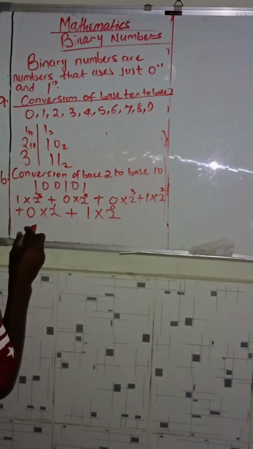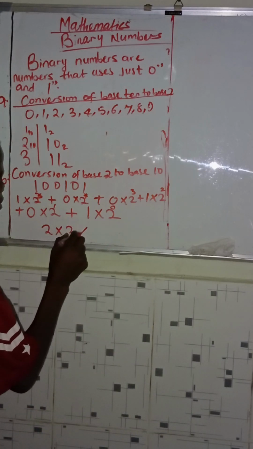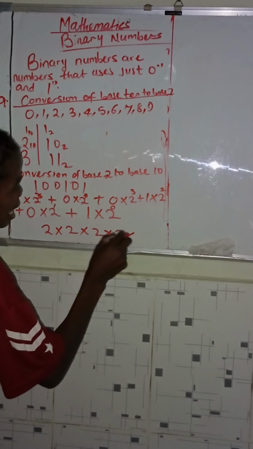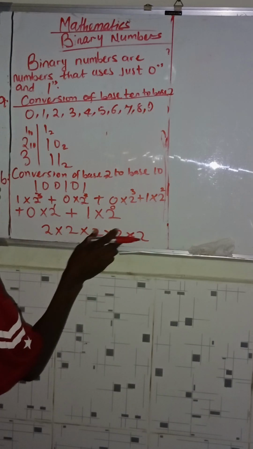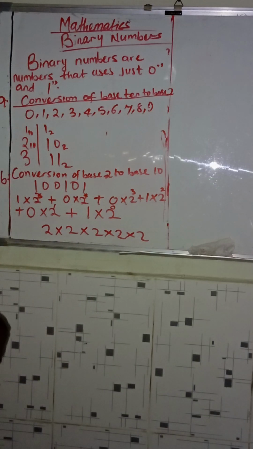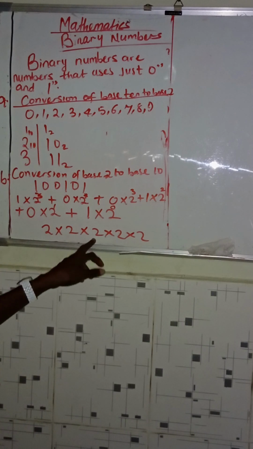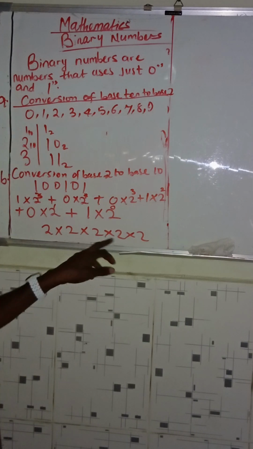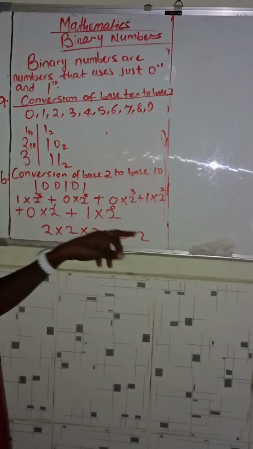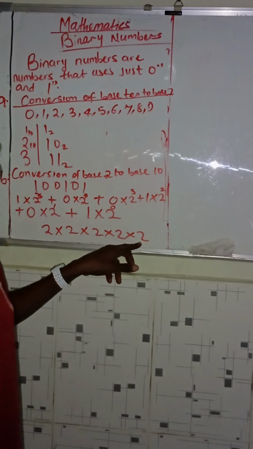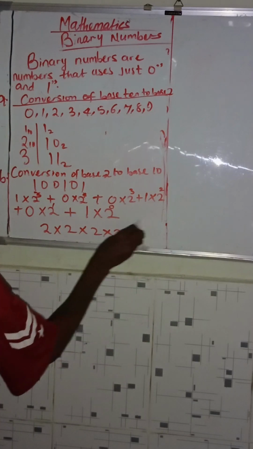What do I mean by that? 2 times 2 times 2 times 2 times 2. 1, 2, 3, 4, 5. 2 raised to the power of 5. So 2 multiplied by 2, 4. 4 multiplied by 2, 8. 8 multiplied by 2, 16. And 16 multiplied by 2, 32. All right.